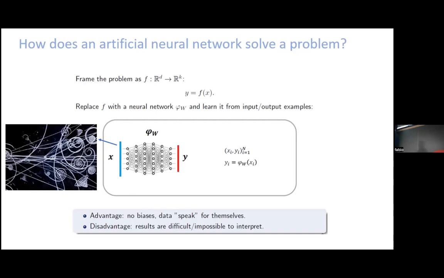As you will see, there are a lot of biases in formulating machine learning models. But this is after the talk, okay? But at this level, there are no biases. The data speaks for themselves. So this is a good advantage. The disadvantage is that the results are oftentimes difficult or even impossible to interpret.